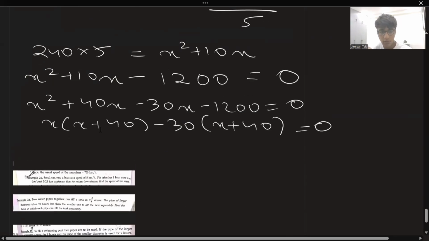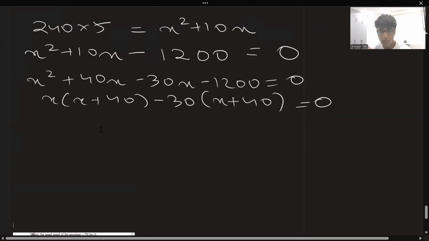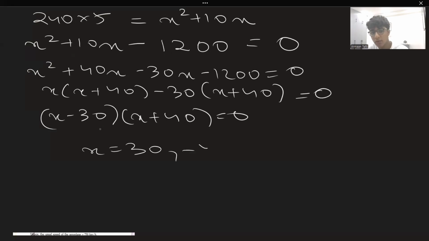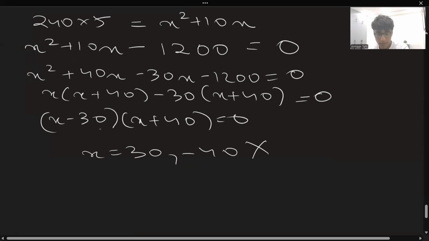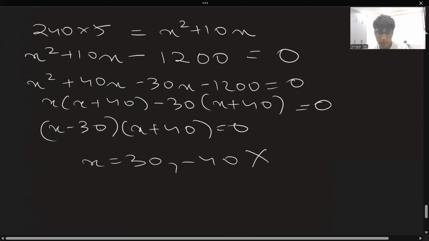Let's give ourselves some more space. I think that much should be sufficient. So x minus 30 times x plus 40 is 0. So our x is equal to 30 or minus 40. Reject minus 40, because speed cannot be negative. Velocity can be negative, but that's physics. So the original speed is 30 kilometers per hour.